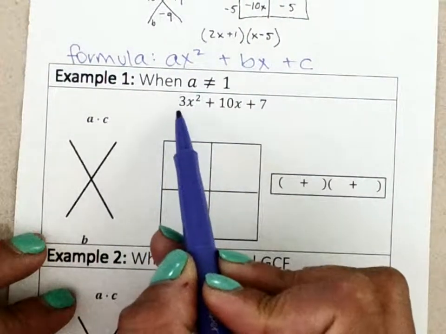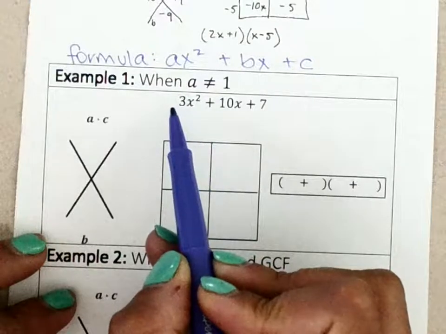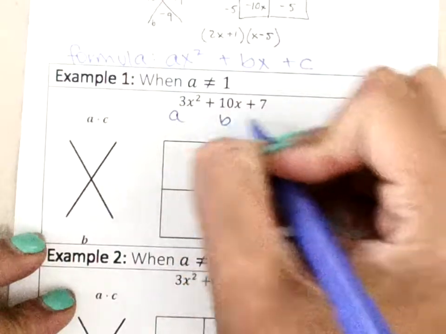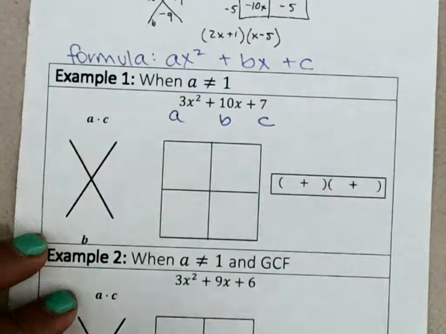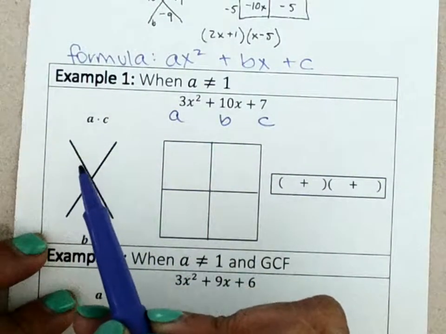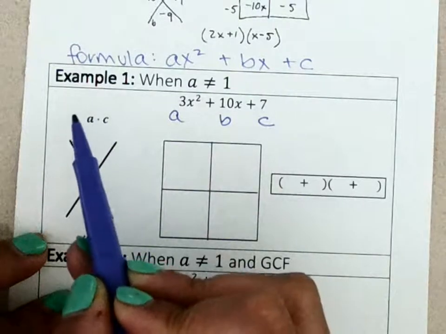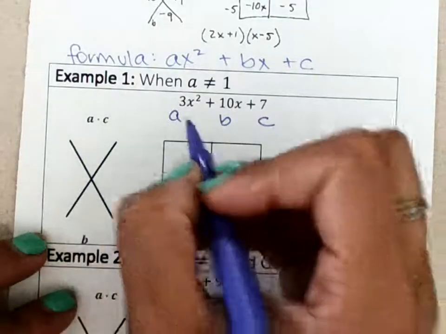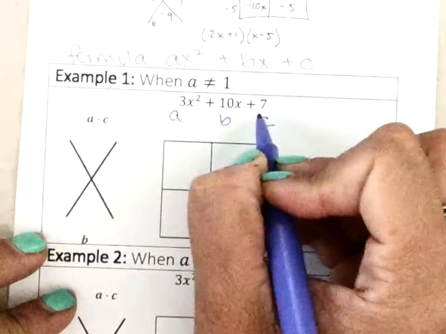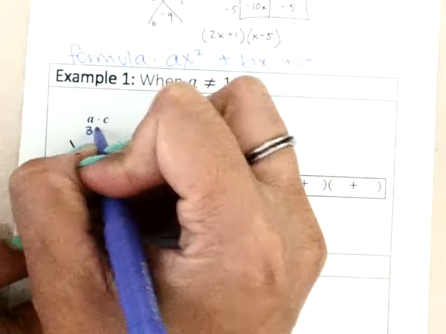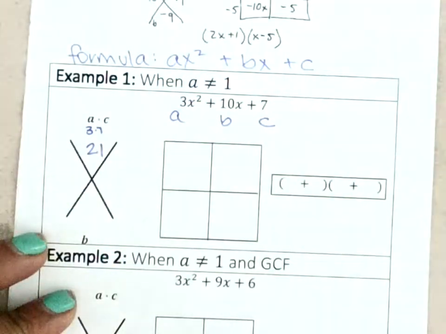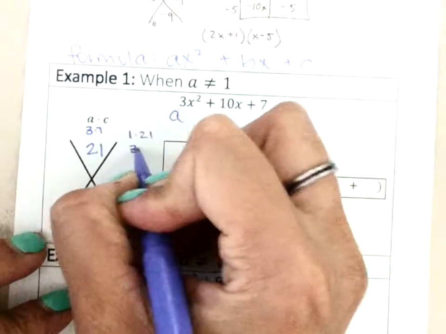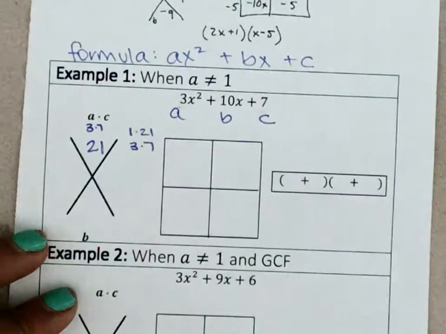In example 1, you'll notice that our a is no longer 1, we have a coefficient of 3. So when we are trying to figure out our multiples, it's going to change some things. Again, we multiply a times c to figure out what we're multiplying to. In this case, a is 3 and c is 7. So we're trying to figure out multiples of 21. I know that 1 and 21 and 3 and 7 are the only multiples of 21.